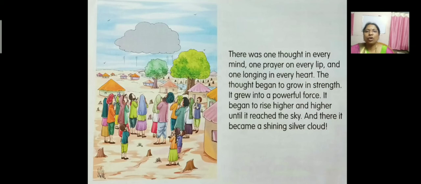There was one thought in every mind. So, what is the thought which the people have, children? Only one thought. What is the thought? Yes, very good. Everyone wanted rain. So, everyone was in need of water. So, for 5 years, there was no rain in the village. Okay, so one prayer on every lip. One prayer on every lip means all the village people had only one prayer in their mind. So, what is that prayer which they had on their lip?